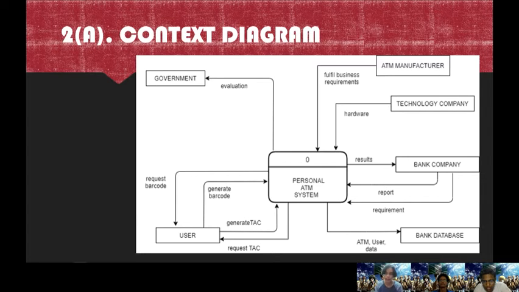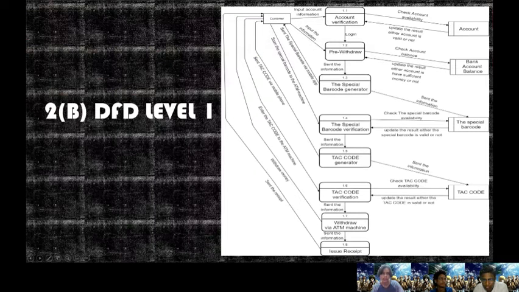And the bank company is using the personal ATM system to fulfill their requirements and make their reports, while the personal ATM system responds to the bank company with the results. The technology company and ATM manufacturer contact the personal ATM system by fulfilling the business requirements and supplying the hardware to the personal ATM system. And the personal ATM system will contact the government by making the evaluation of the process. So next slide. This is DFD level 1, I will be passing to Muhammad Afam.